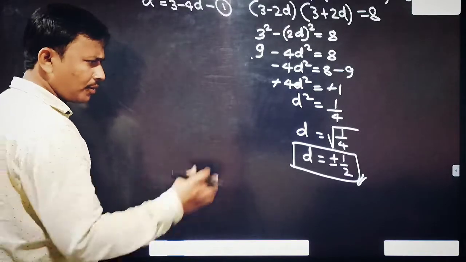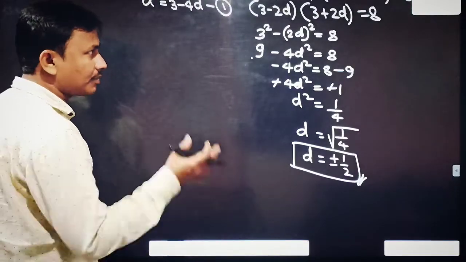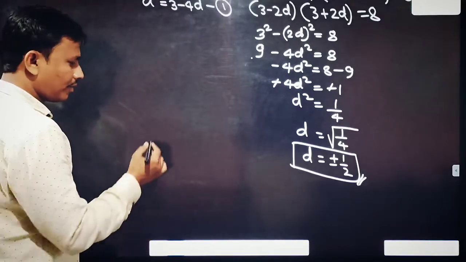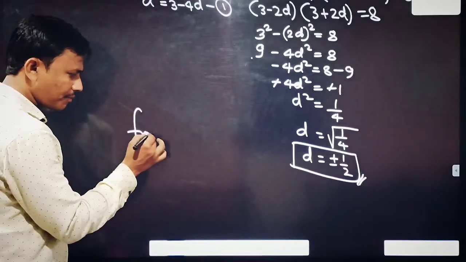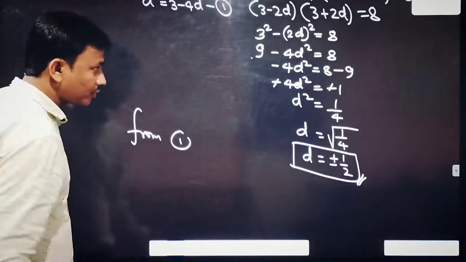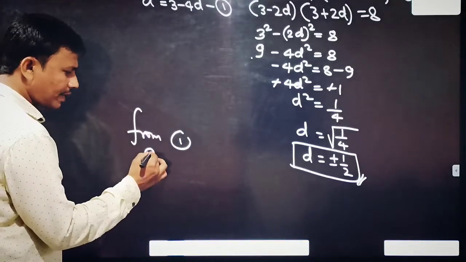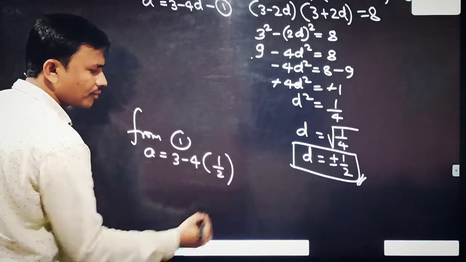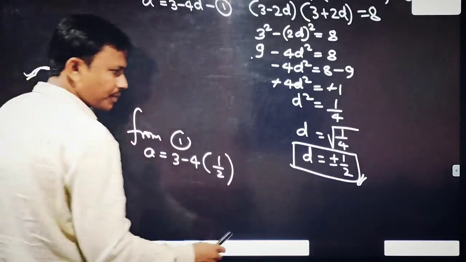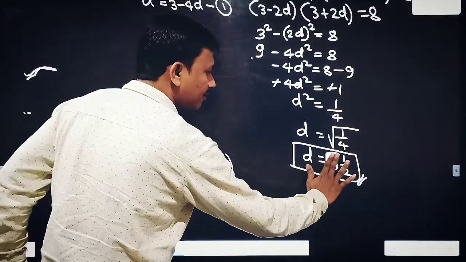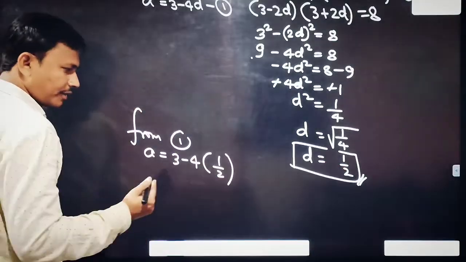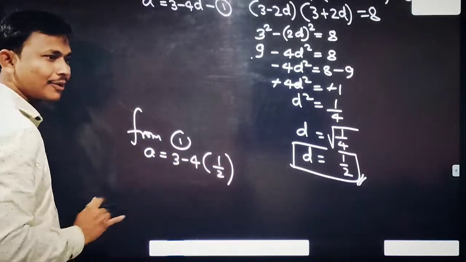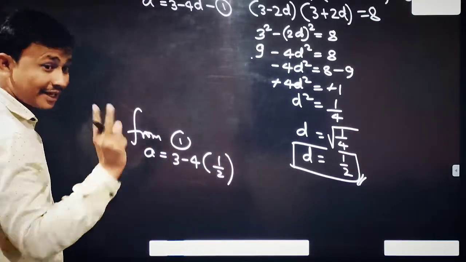Correct? Put this D value in equation number 1. What is equation number 1? From equation number 1, A is equal to 3 minus 4 into D, where D is 1 by 2. So plus or minus, once plus and once minus. We get two D values and two A values.